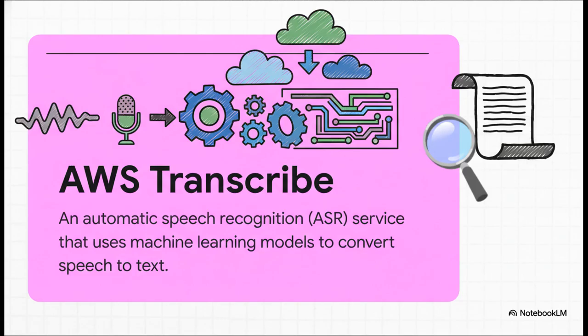Now, on the surface, it's an automatic speech recognition service, ASR for short. But here's the key takeaway. For any architect, the part you really need to remember, it is a fully managed service. What does that mean for you? It means no building, no training, no managing crazy complex machine learning models. AWS does all of that heavy lifting, so you can just focus on building your awesome application.